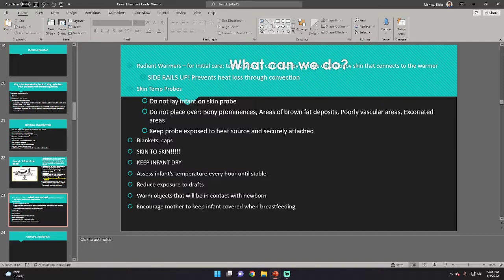Blankets and caps, skin to skin. Mom is going to have a normal temperature, maybe even an increased temperature. So the fact that her skin and baby's skin are coming into contact can really warm up the baby. Keep the infant dry. Assess their temperature every hour until stable. The way you're going to do the temperature is you're going to put it in the armpit. You're putting it right in there, kind of closing the arm over that. Reduce the exposure to drafts. We're going to warm any object that comes into contact with the newborn.